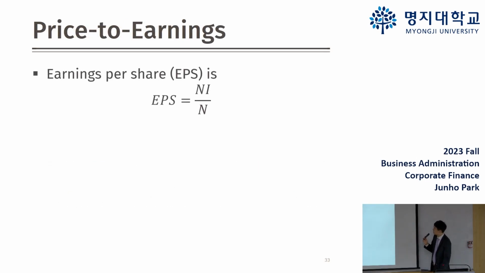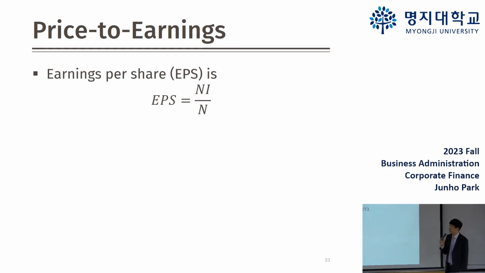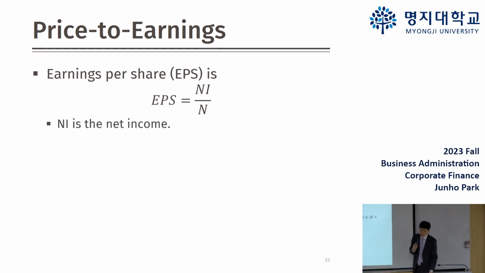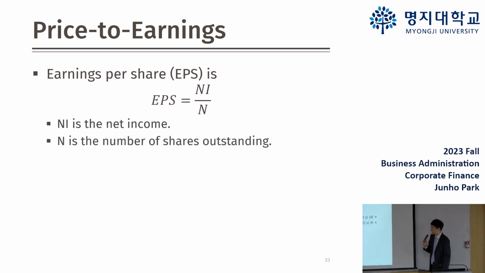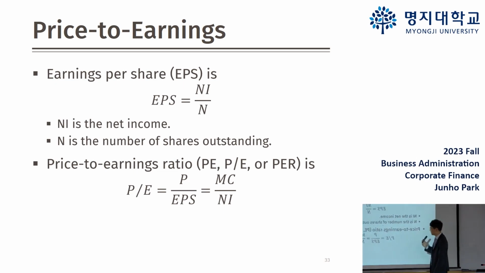So let me start with the price to earnings. To understand the price to earnings, you first need to know about the earnings per share, or EPS. The EPS is simply calculated as the net income divided by the number of shares outstanding. And then the price to earnings is calculated based on the EPS, by using the EPS as the denominator and the stock price as the numerator.